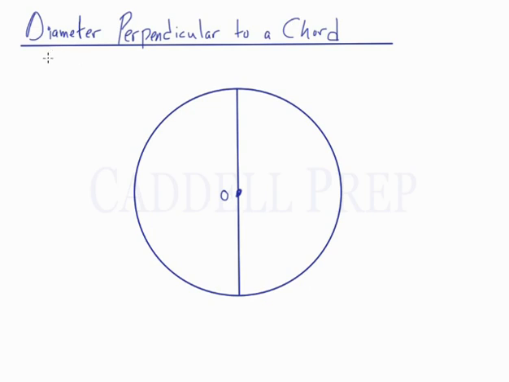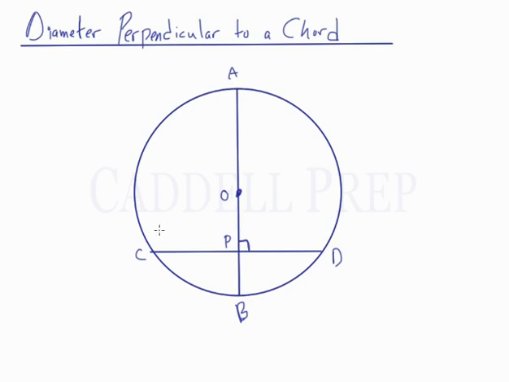In this lesson, we'll take a look at a diameter drawn perpendicular to a chord. So here we have circle O, and there's a diameter drawn. And now let's draw a chord in here so that it's perpendicular to this diameter. Alright, so now we have that chord. Let's give some of these letters. We have diameter AB and chord CD. And we'll say it intersects at P. And it's perpendicular at point P.